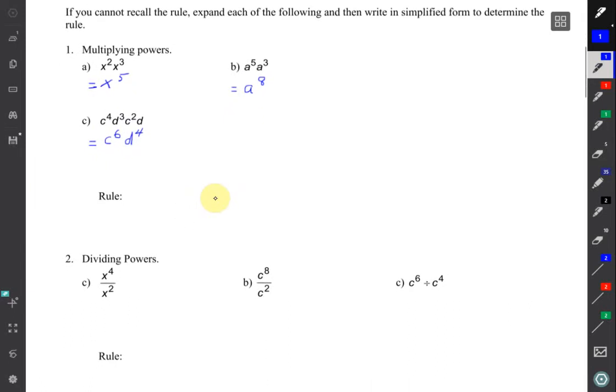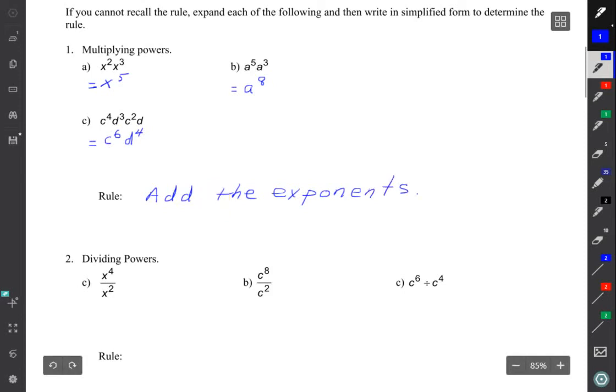And so the rule is, when you're multiplying powers, you add the exponents, because we're counting how many of the particular number or variable are being multiplied by itself. So we add the exponents.